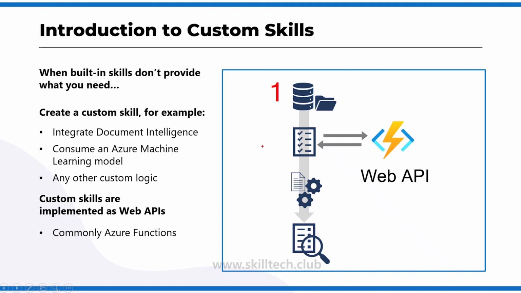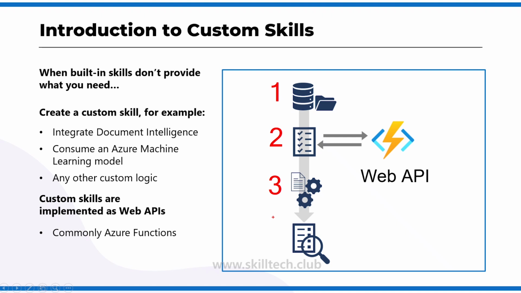This is our data source. The second one is the enrichment of the pipeline which is happening with the skill set. And in the second step, we are trying to associate the custom skill set, which is nothing but our Azure Function, developed with some customized logic. Once you have this custom skill set added inside this enrichment pipeline, the indexer is going to use that custom skill set while processing.